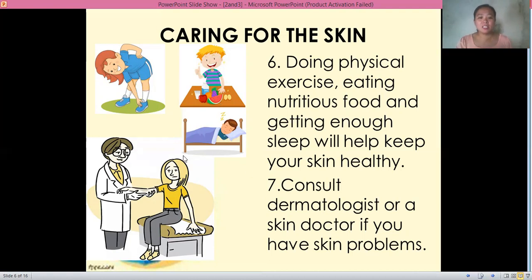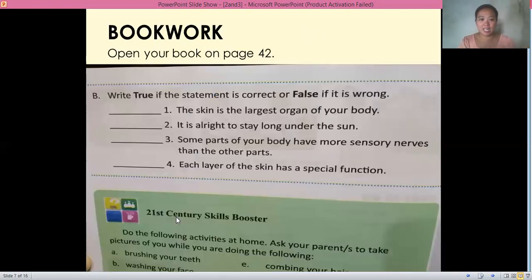Okay po? And number 7, consult a dermatologist or a skin doctor if you have skin problems. So if there's some itchiness that was not happening to you before, you can tell your mother and then you can go to a dermatologist or a skin doctor if you have some skin problems. So those are the ways of caring for the skin.